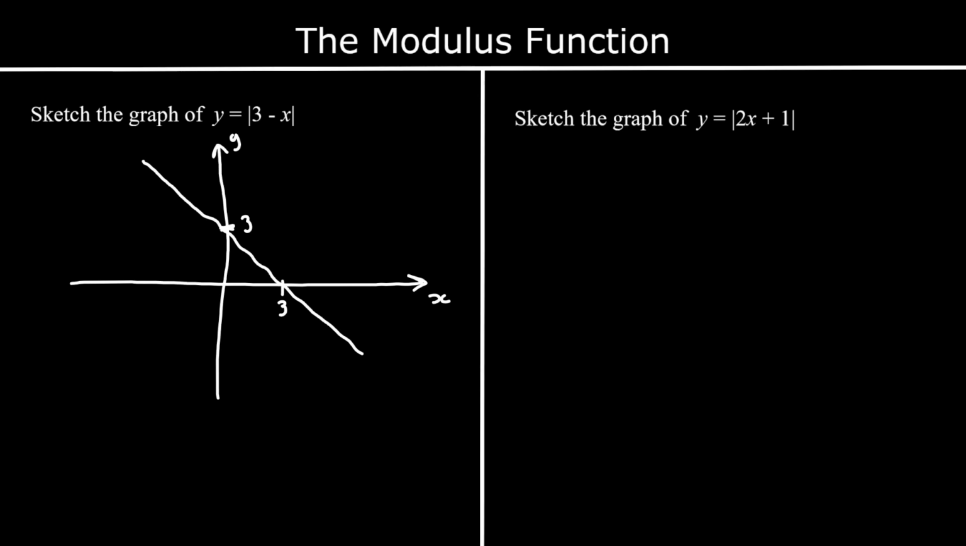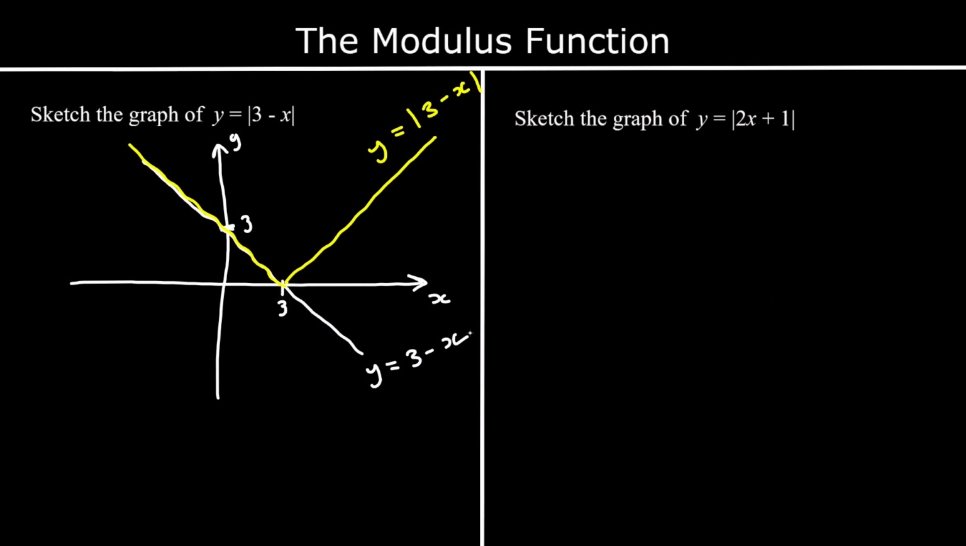The modulus graph can only give a positive result. So all these bits above the x-axis we're going to keep. But when it goes beneath the x-axis, it's going to reflect back. Any negative is going to become a positive. So a -1 would become a positive 1. A -2 becomes a positive 2. So it reflects back up, so it's always staying above the x-axis. So that's y equals the modulus of 3 minus x. And this original one was y equals 3 minus x.